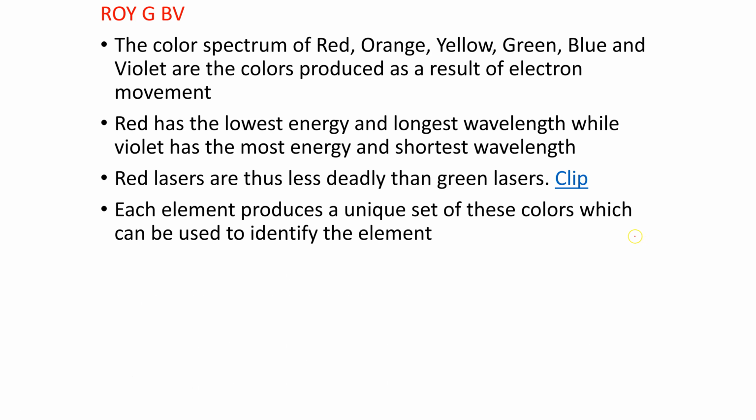An easy way to look at this, when they do eye surgery, they use the more energetic colors like blue and violet to do that kind of surgery, because that basically eats up or tears up tissue around your eyes, and that requires high energy. Each element produces a unique set of these colors, which can be used to identify the element. That's what the emission spectrum is.